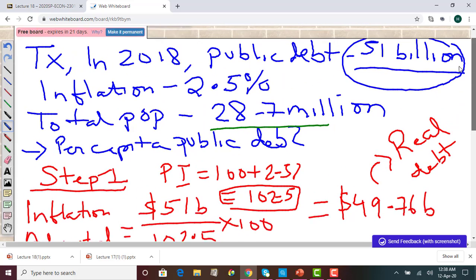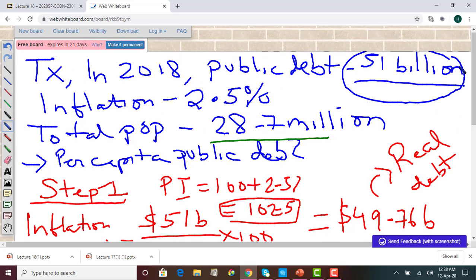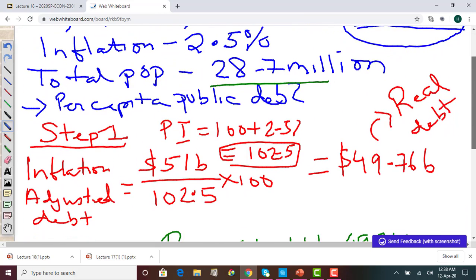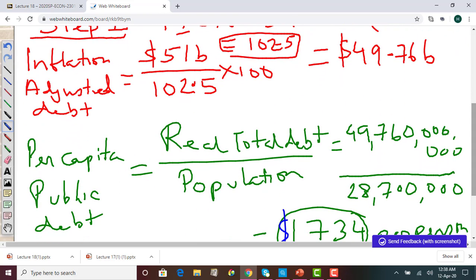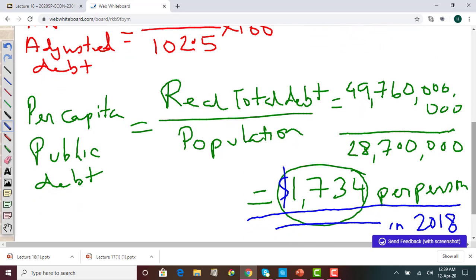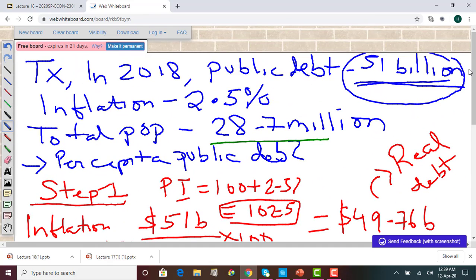So hopefully this clarifies it. Again, if we give you this information, the first step is that this 51 billion is a nominal number. So we have to convert it to a real debt, in order to adjust it for inflation, and we calculate the price index. Then we divide the nominal debt by the price index times 100, and we get the real debt. Then in the second step we calculate the per capita public debt, which is our real debt divided by population, and we end up with this result. So I hope this example is clear to you guys, and we will have a very similar type of problem in your homework and your exam.